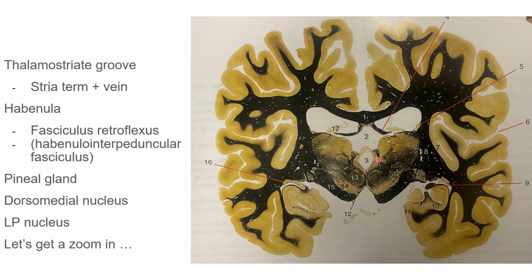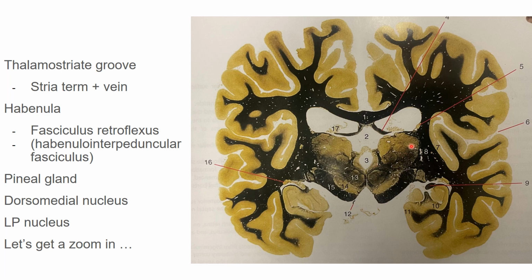The easier name for this tract is the fasciculus retroflexus. However, the longer name is probably better to learn because it literally has in the name where it's going. Habenulo interpeduncular fasciculus. So that it's really best appreciated on cross-section.